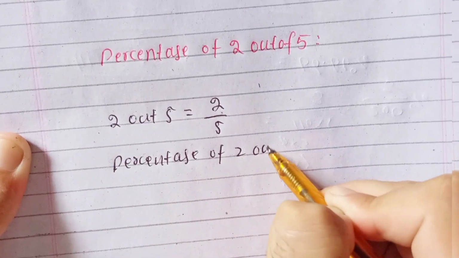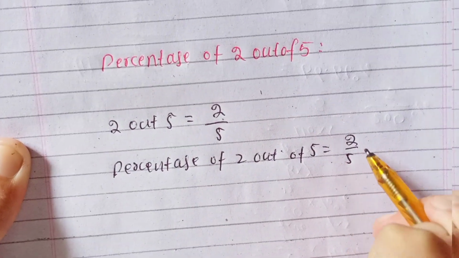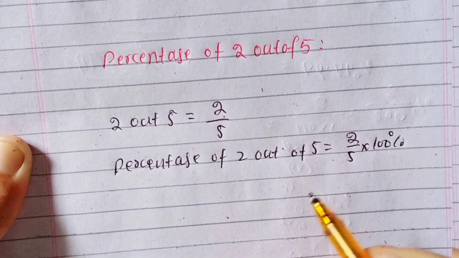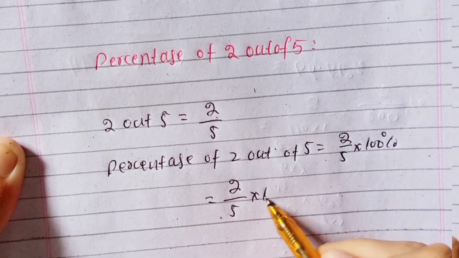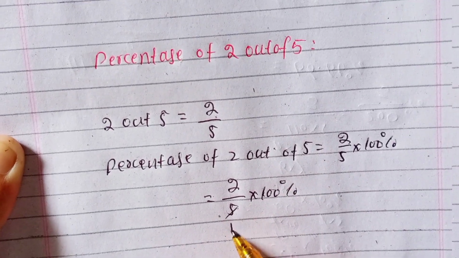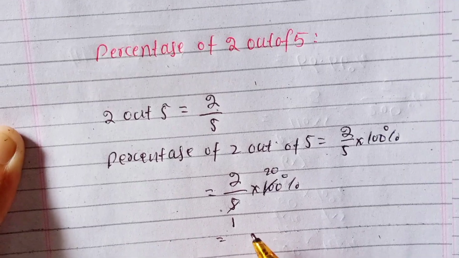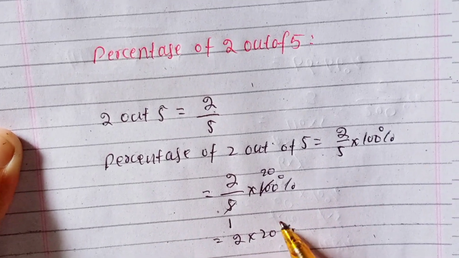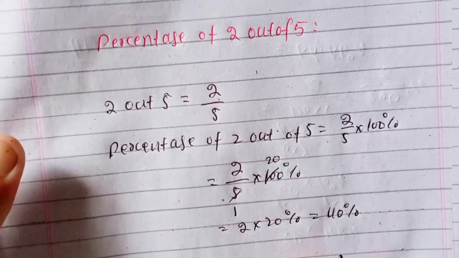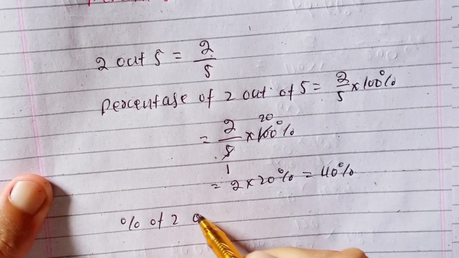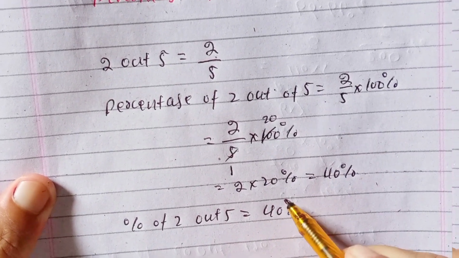So the percentage of 2 out of 5 is equal to 2 over 5 multiplied by 100%. 5 times 1 is 5 and 5 times 20 is 100, which is equal to 2 times 20%, which is equal to 40%. The percentage of 2 out of 5 is equal to 40%.